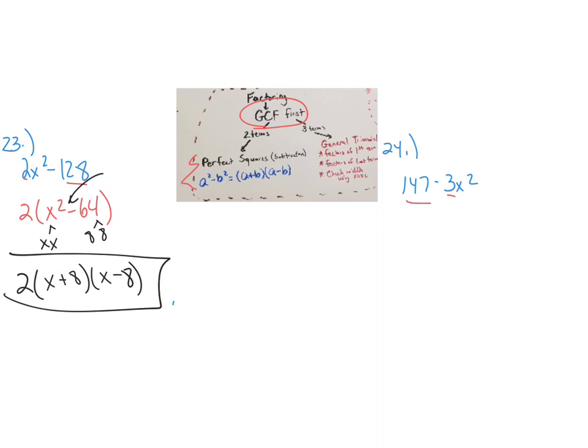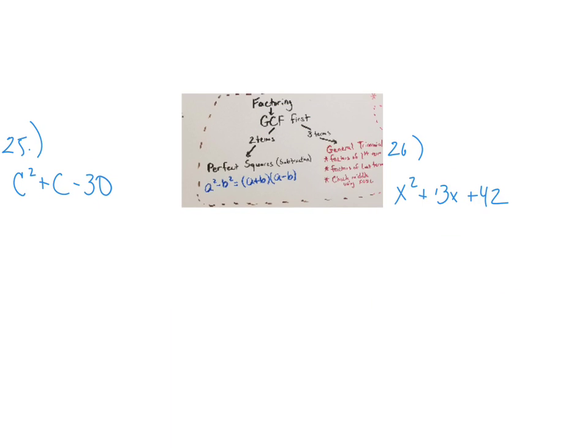Now 147 and 3, 3 goes into both of them. It's going to leave me with 49 minus x squared. Now I'm going to break down, put the factors of the first term, factors of the last term. I'm using a squared minus b squared. And that's it.